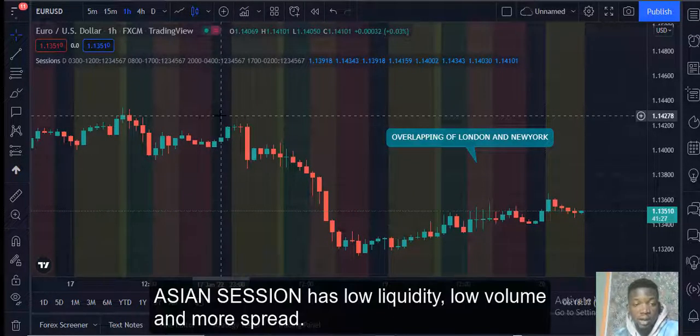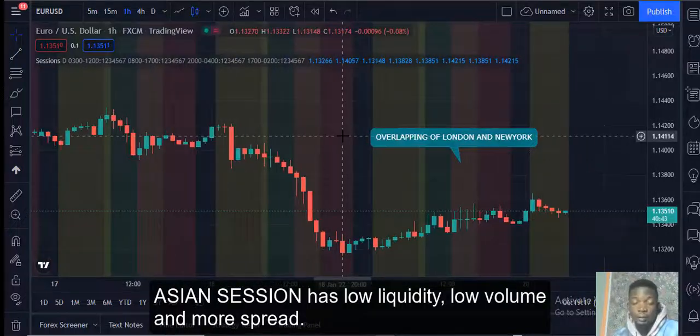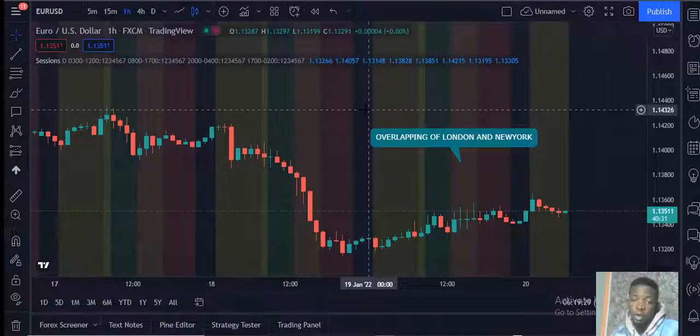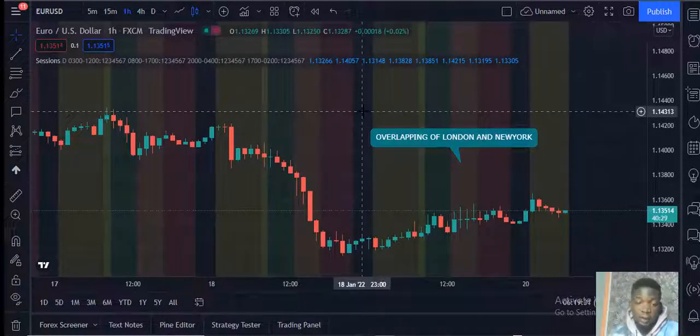I'm going to be talking about the Asian session first. We have low liquidity, low volume, and more spread, and that's why as a beginner I would advise you to stay out of this trading session and use it to make some analysis ahead of the New York and London sessions, or just sit back and see how the market is going to play out. That's the best thing I'll advise you as a beginner.